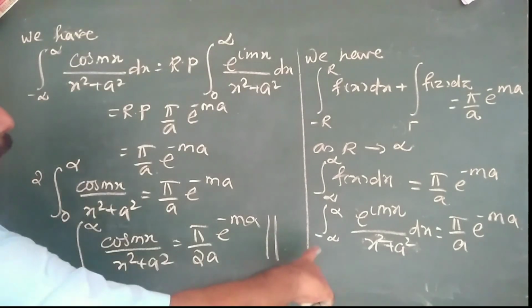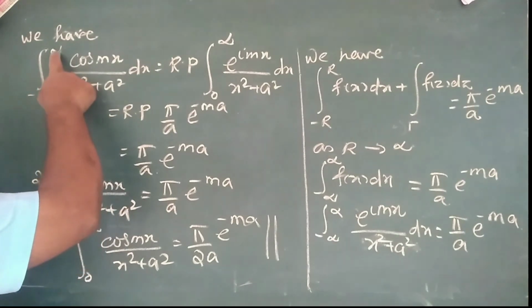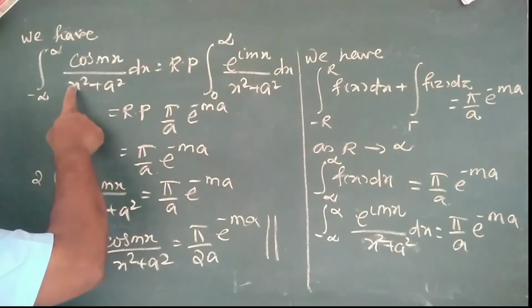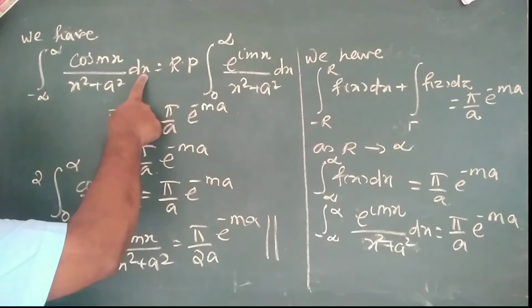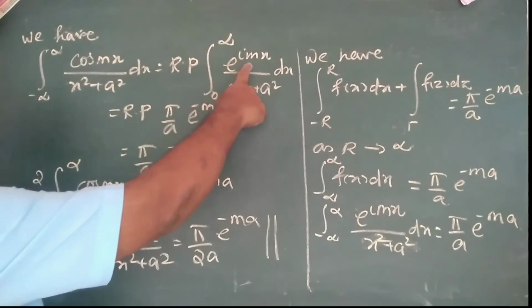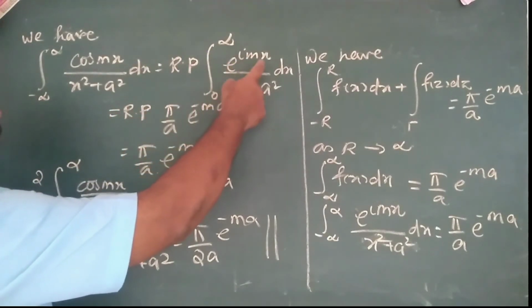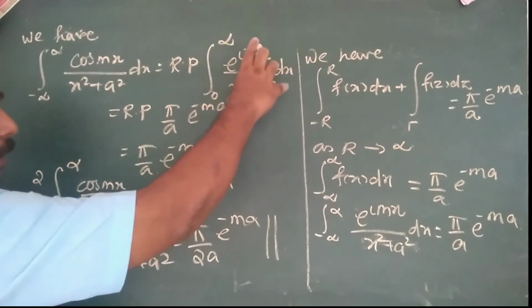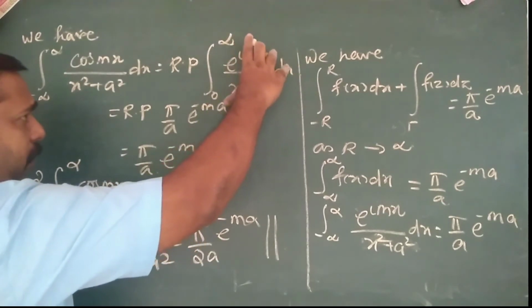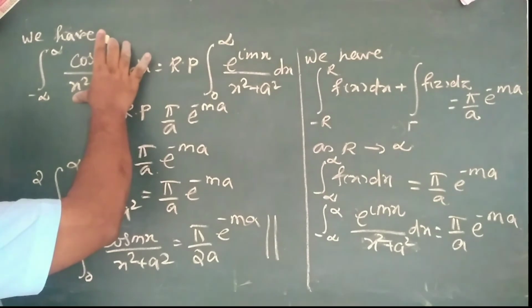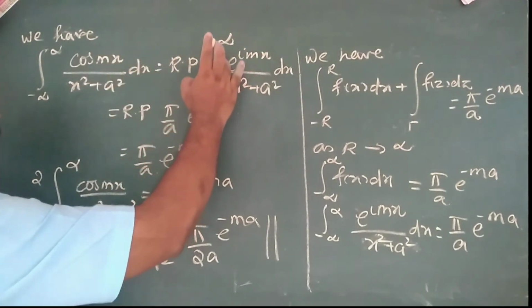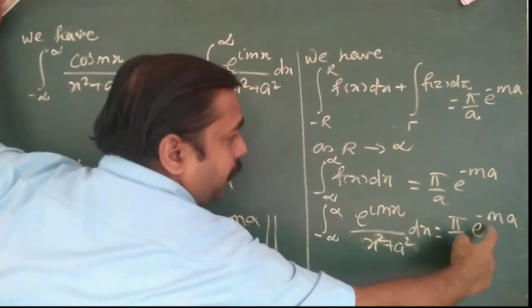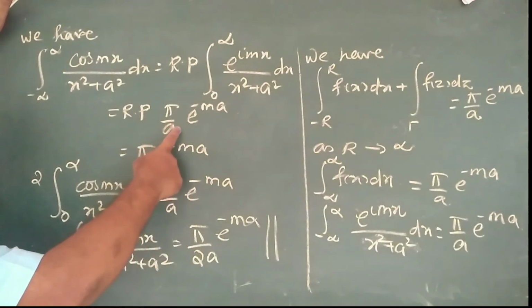So we have the integral from minus infinity to infinity of cos mx by x square plus a square dx, which equals what? The real part of this one, because e raised to imx is equal to cos theta plus i sin theta. So here its real part is this one, but we have the value from 0 to infinity, this one is equal to pi by a into e raised to minus ma, so that we can substitute.